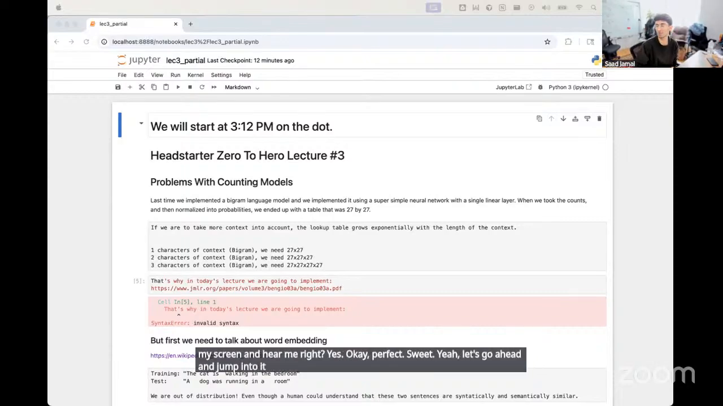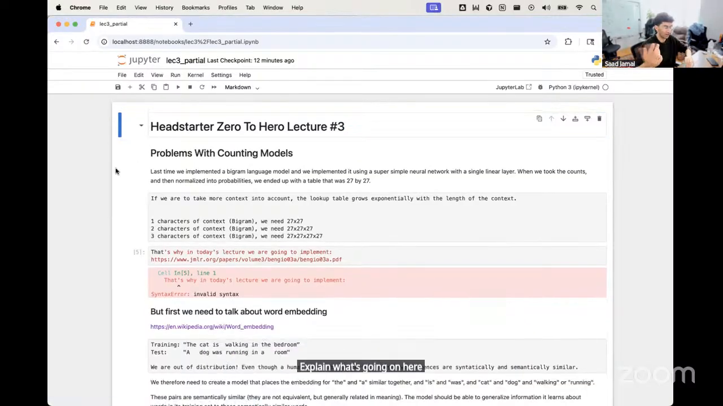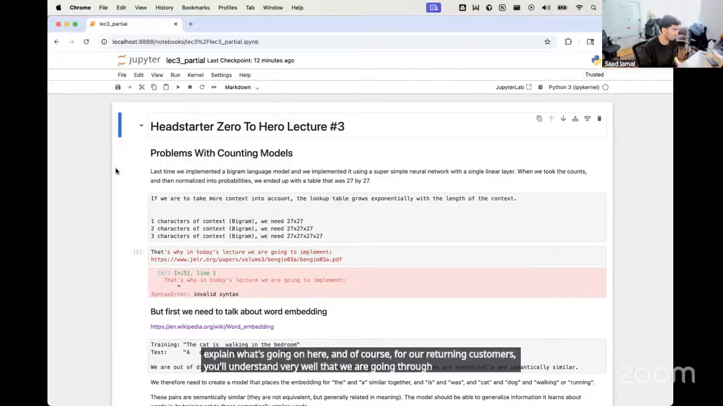This one is probably going to be an hour and a half. I'll try to keep to it, but I'm super excited to get started. For those of you who are new, let me explain what's going on here. And of course, for our returning customers, you'll understand very well that we are going through Andrej Karpathy's Zero to Hero series. Our goal, over the course of the past couple of weeks and after maybe one or two more lectures, is to build up the intuition, the reasoning, and the fundamental knowledge to be able to build our own GPT model from scratch.